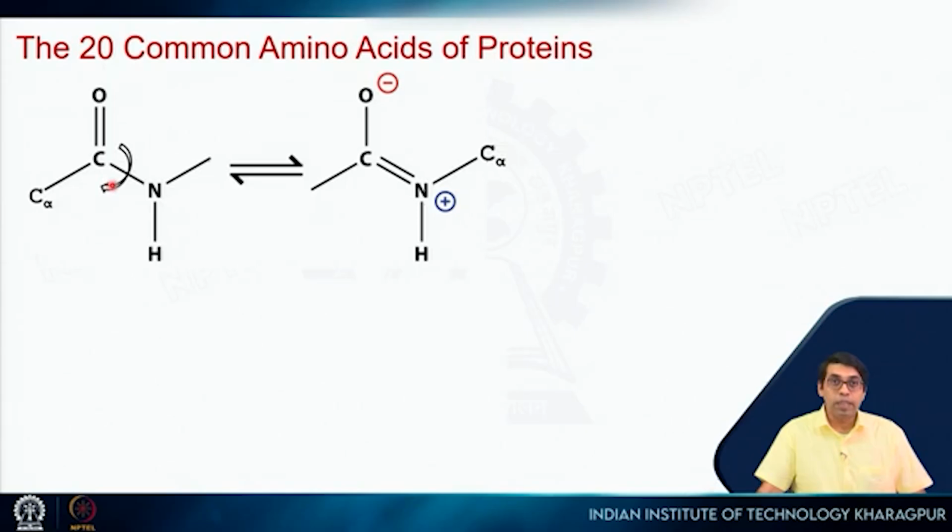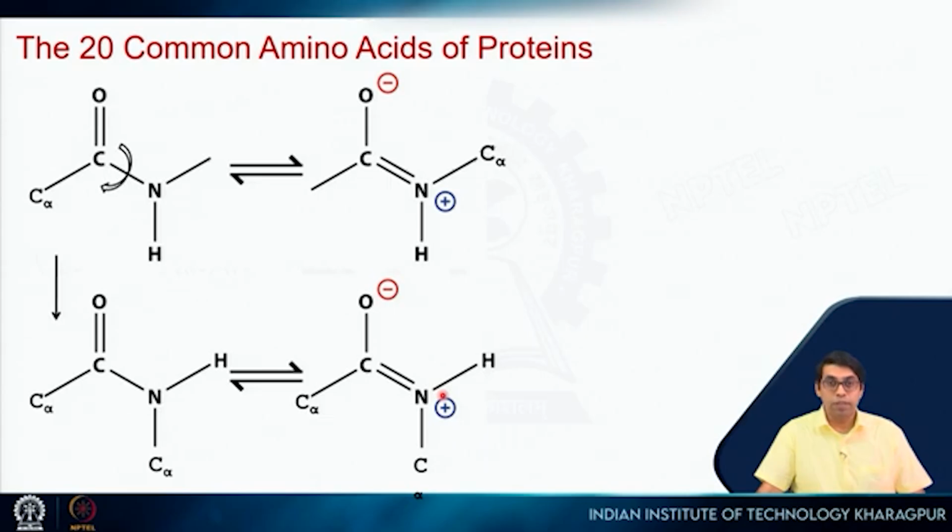But when it is in this form, the nitrogen is sp3 hybridized. So this is a single bond, and we can have rotation about this single bond. So let's say it rotates like this. So what I have done is I have flipped these 2 groups. So the C alpha has come here and the H has gone there. So it looks like this, and again it can form this resonance structure.